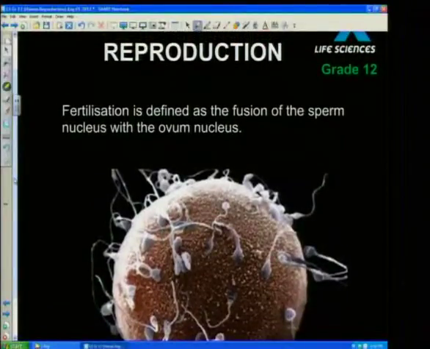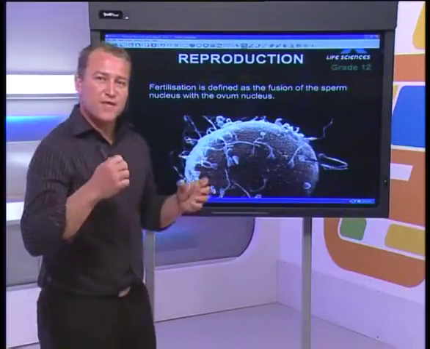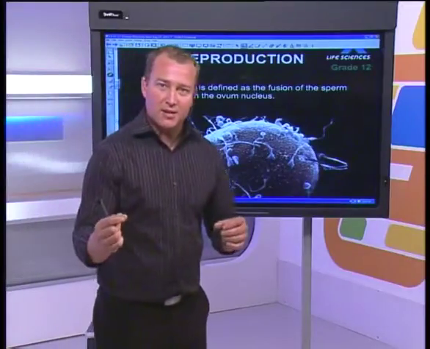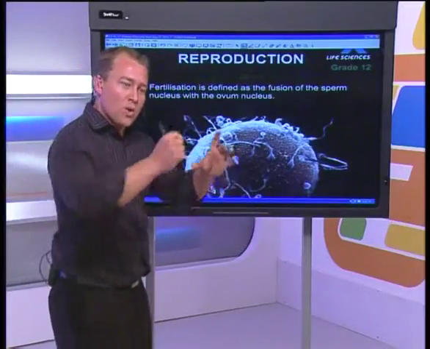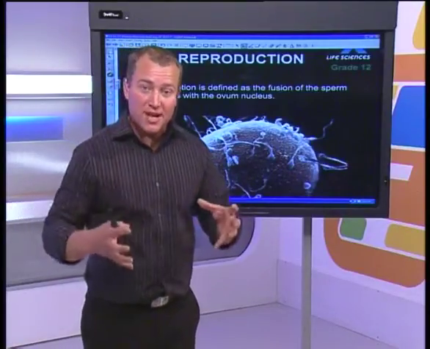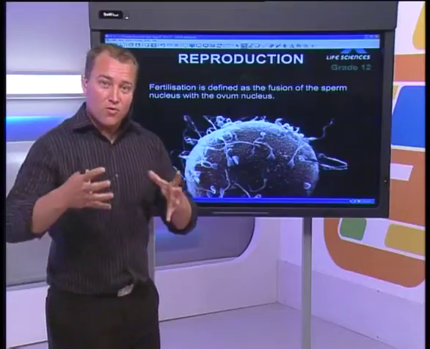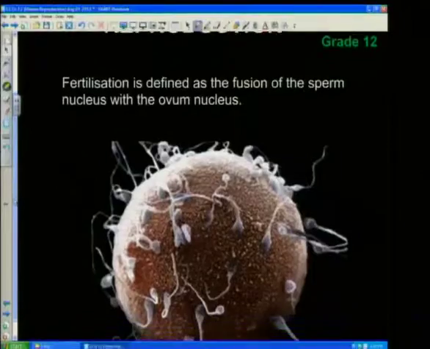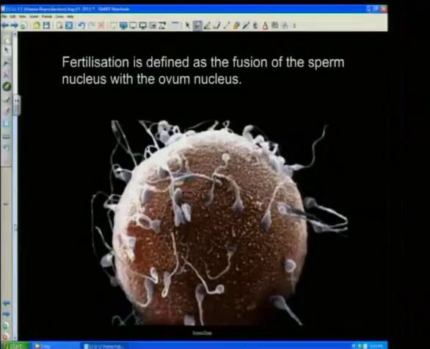Reproduction. Fertilization. Now, when do we say an egg is fertilized? An egg is fertilized when a sperm cell actually meets with the egg. Okay, when the nuclei of both cells meet together, of course, we get fertilization. Now, as you can see, I've put a nice picture there, something that you can see under the microscope.